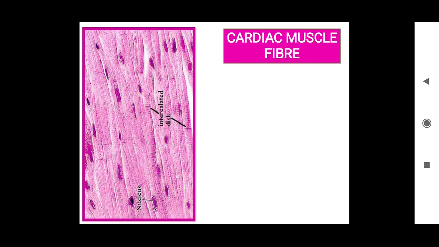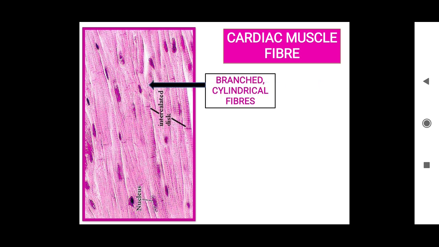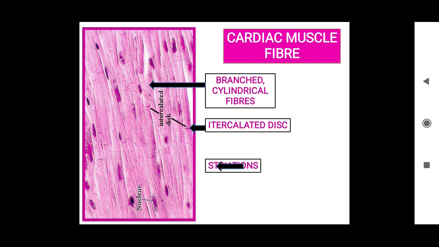Then let us see how it looks under the microscope. See how closely packed these are. Branching is not very clear, but yes, they are branched cylindrical fibers. Then a very interesting feature is seen. Between the two cells there is a dark line. We call it intercalated disc. It is responsible for quick transmission of the impulse, so that the whole heart is contracting very quickly and together.